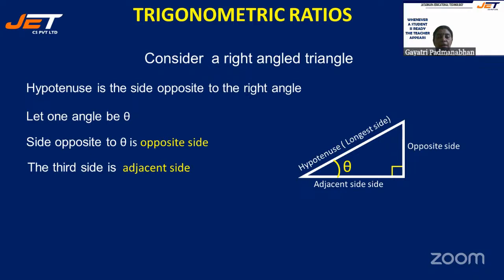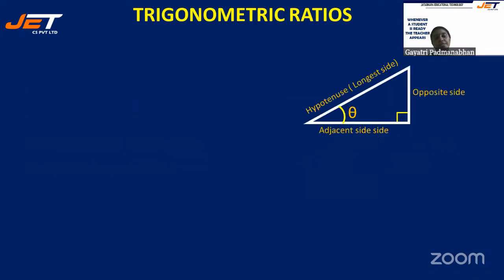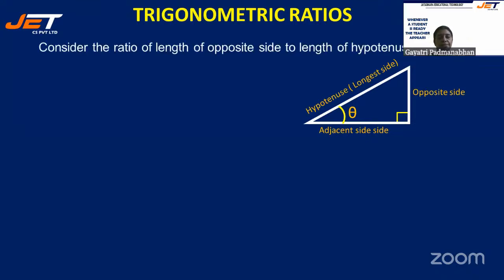Understood? This is a very important point. You should know the side which is opposite to theta is the opposite side, and other than the hypotenuse, it is the adjacent side. So here we have hypotenuse, opposite, adjacent.